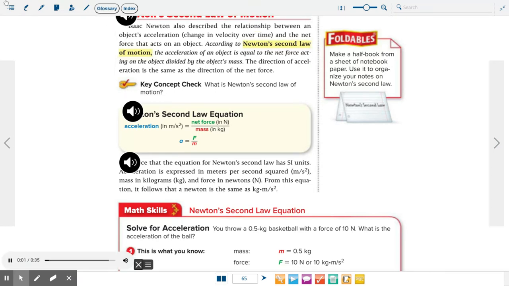Newton's second law of motion. Isaac Newton also described the relationship between an object's acceleration, change in velocity over time, and the net force that acts on an object. According to Newton's second law of motion, the acceleration of an object is equal to the net force acting on the object divided by the object's mass.